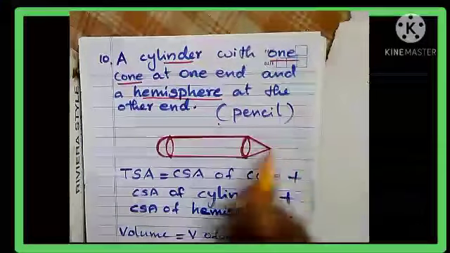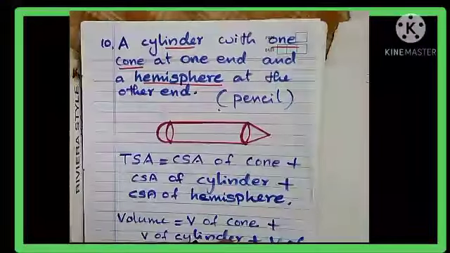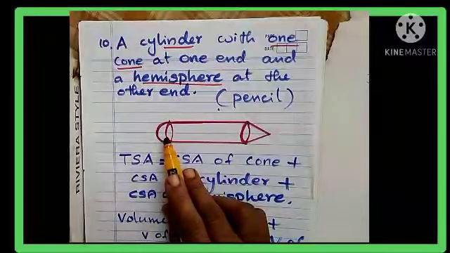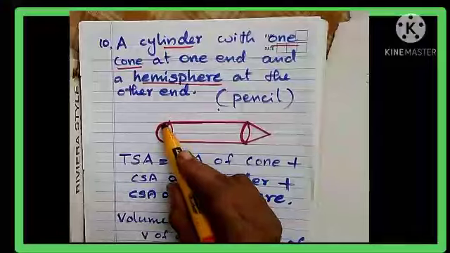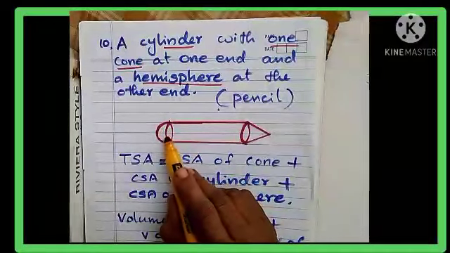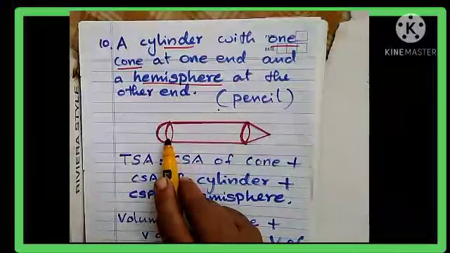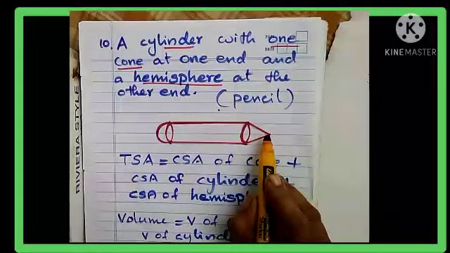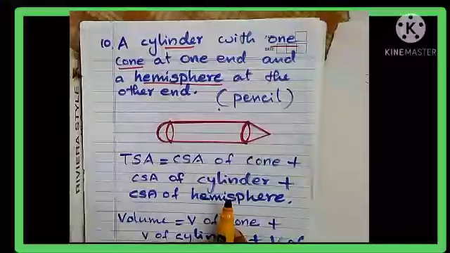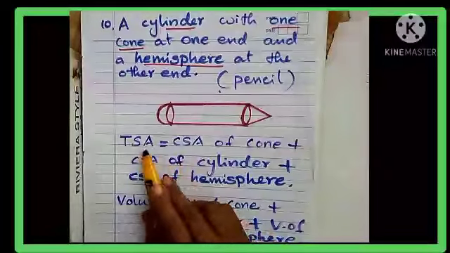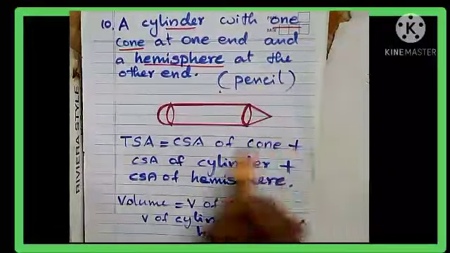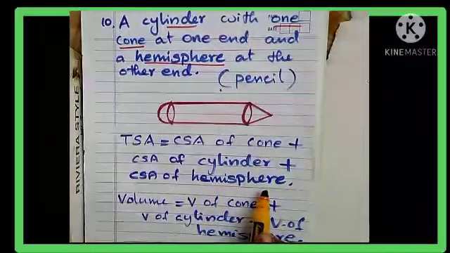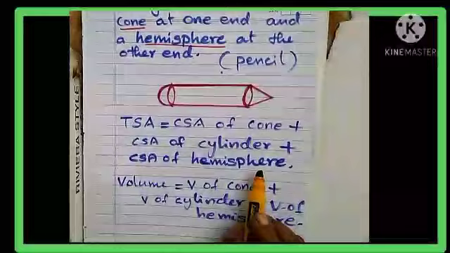Okay, so now you can see how we can find the total surface area. Here also we add the portions where we need to paint. What is that? CSA of the hemisphere, CSA of the cylinder, CSA of the cone. So we are adding the CSA of these three shapes. That is TSA equal to CSA of the cone plus CSA of the cylinder plus CSA of the hemisphere. Any confusion?